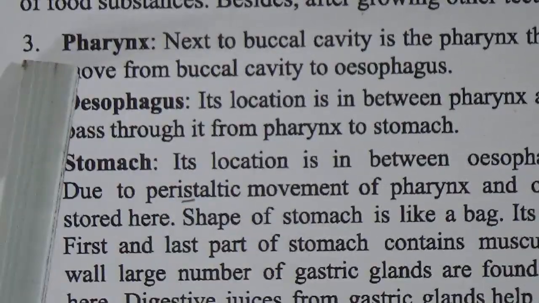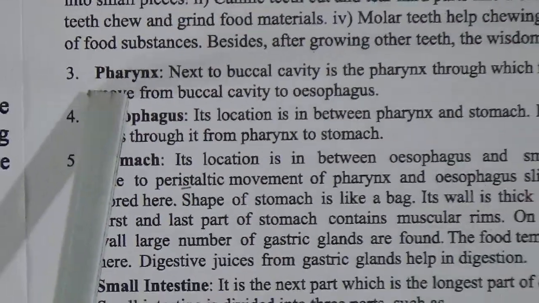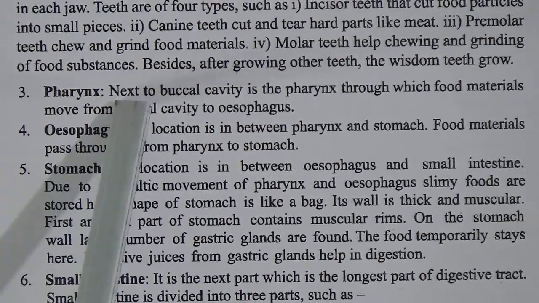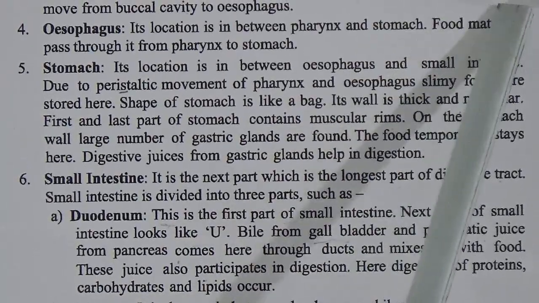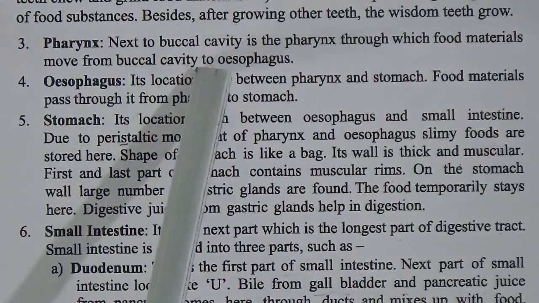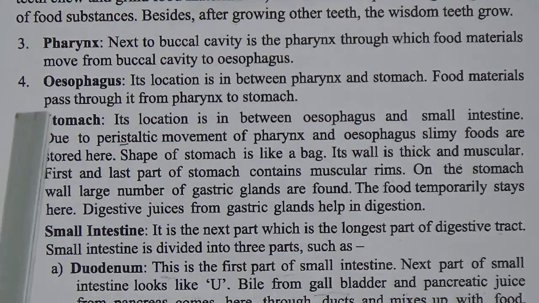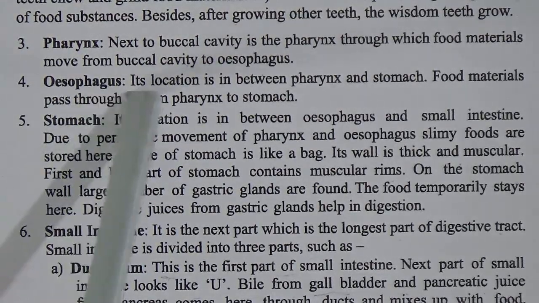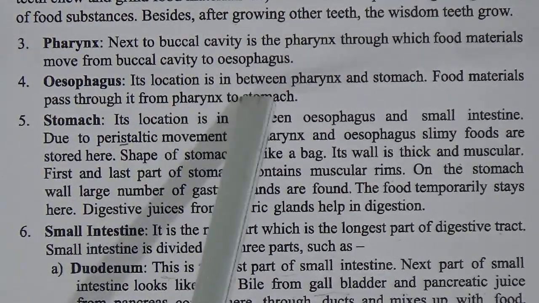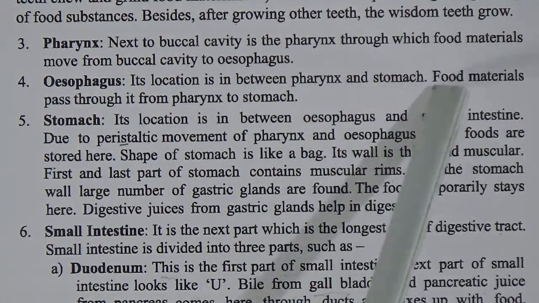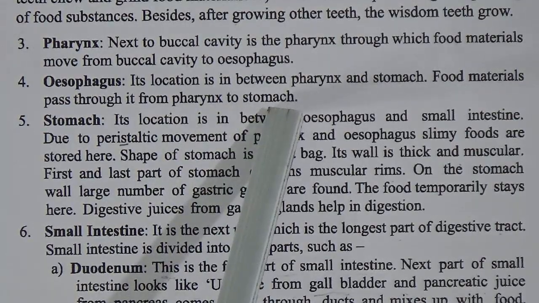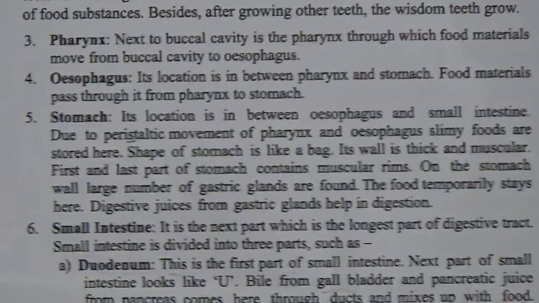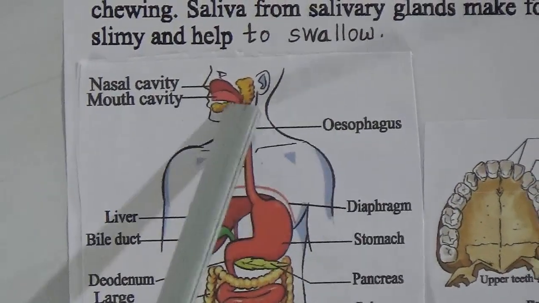Number 3, pharynx. After the buccal cavity, the next point is the pharynx. Next to the buccal cavity is the pharynx, through which food materials move from the buccal cavity to the oesophagus. Now the oesophagus, it is located in between the pharynx and the stomach. Food materials pass through it from the pharynx to the stomach. If you can see this picture again, you can see this is the oesophagus.